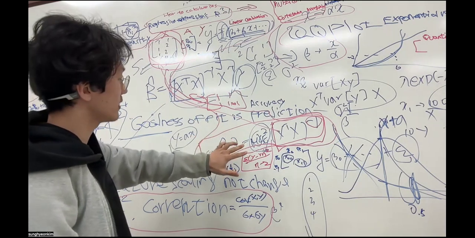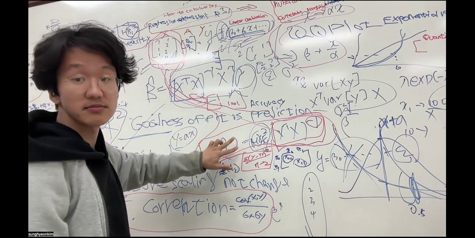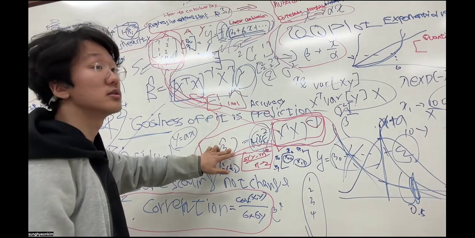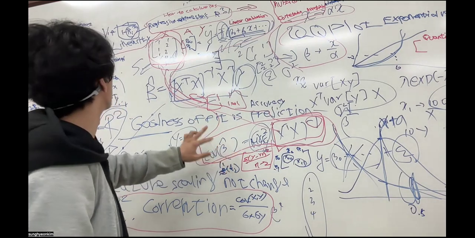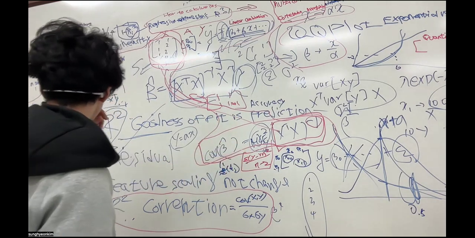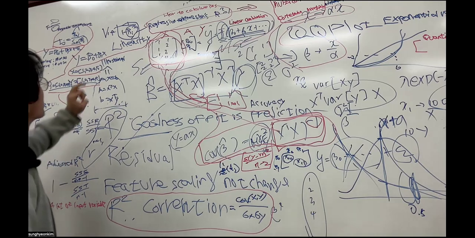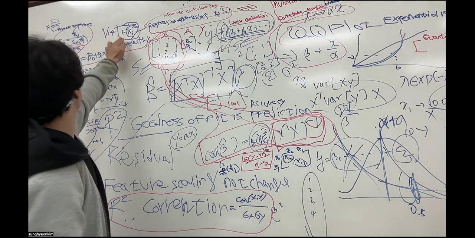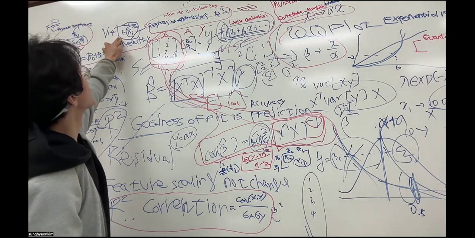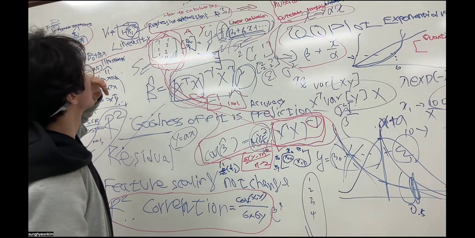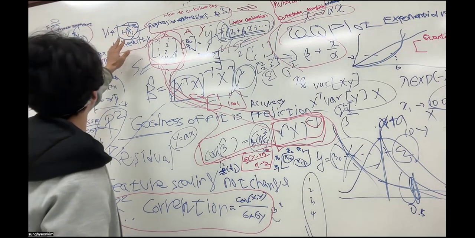While calculating b hat, sigma square cannot be calculated directly, so we can change it to MSE, which equals the sum of yi minus y hat squared over n minus 2. Then this VIF comes out. This is also important for checking whether multicollinearity exists or not.